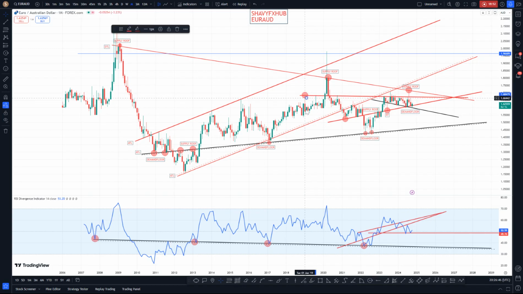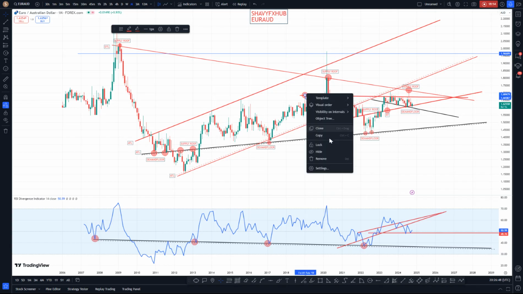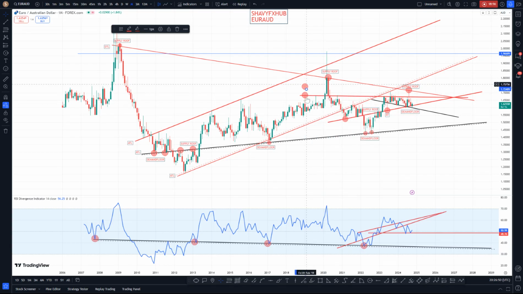We have here a resistance structure, a break of resistance structure, price came back, respected it, but then the bearish impulse because what? Price tapped into a supply roof. We have another big supply roof in the month of February 2009. Look at it here: price upswinging, rejected, break of structure.